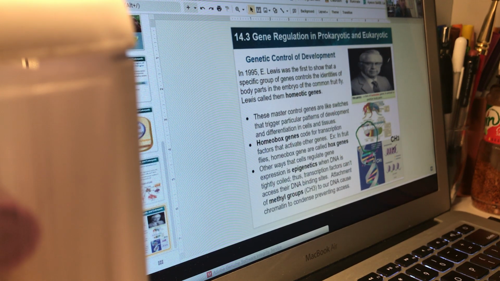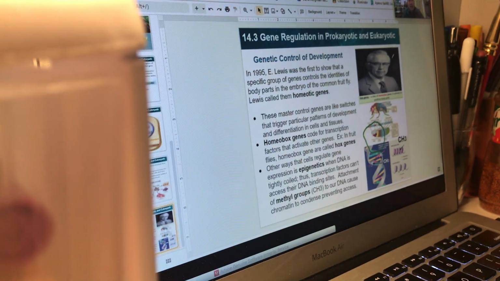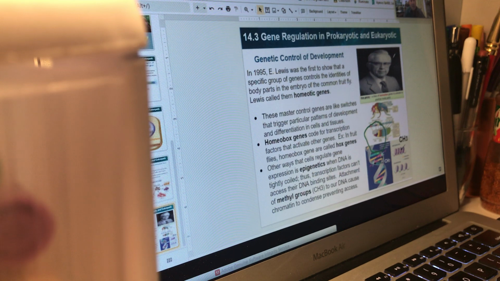So he's actually, all of these guys are teachers. They teach at the college or something like that. And he was the first to prove that there's gene control, there is gene regulation inside cells. And the specimen that he used are called fruit flies. This guy, this fruit fly.